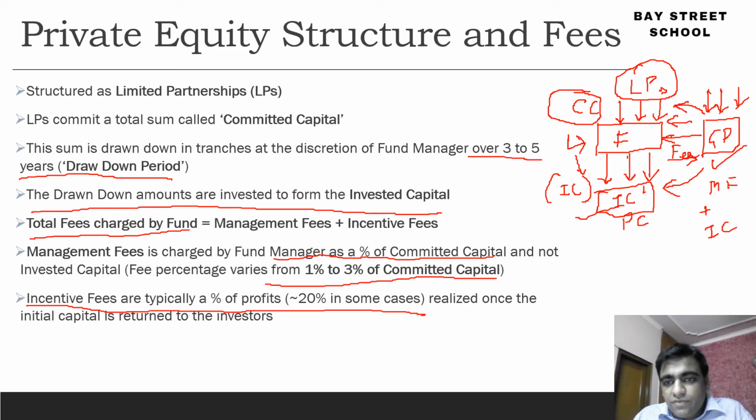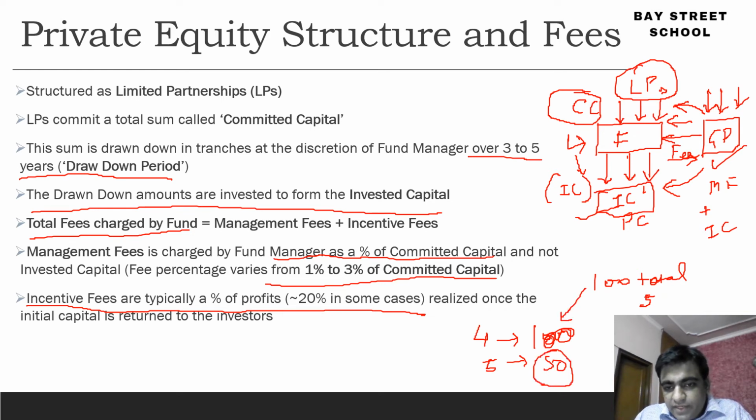Say the fund put in 100 rupees total, and made 5 investments. Out of all the investments, 4 investments have already returned 100 rupees back, and the fifth investment returns 50 rupees. Now the fund LPs have already got their 100 back, and this is a profit, right? The fifth investment is giving a profit, so sometimes this is structured as 20% of the profit. So GPs get an incentive fee of 20%.